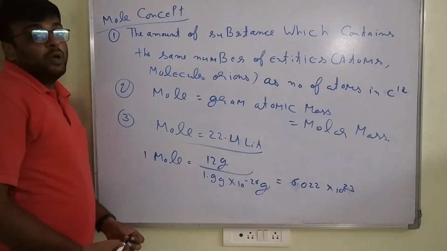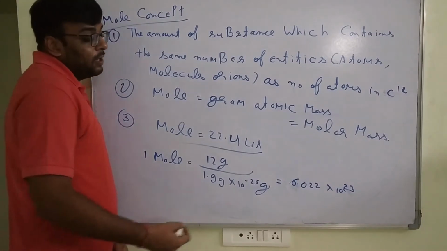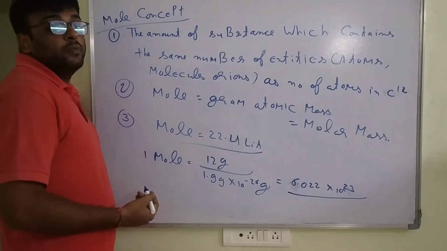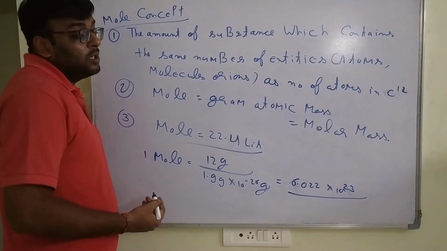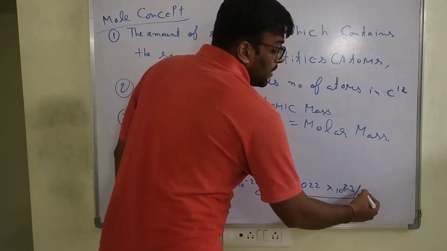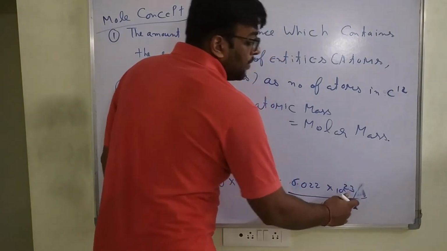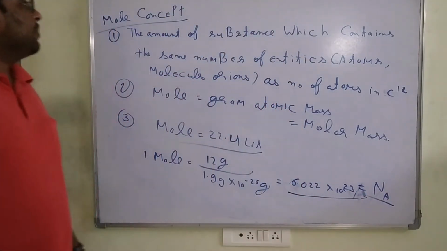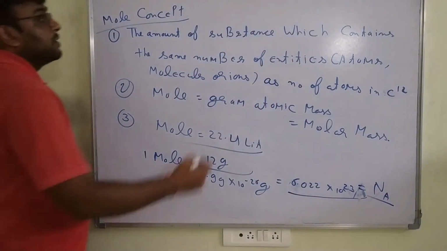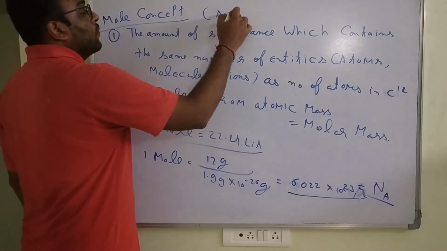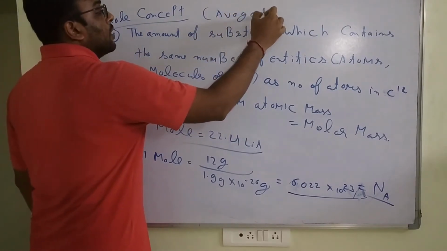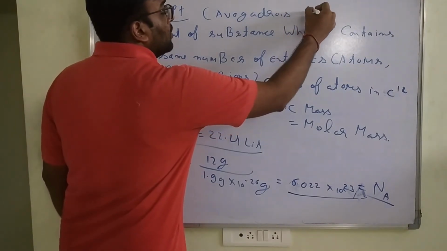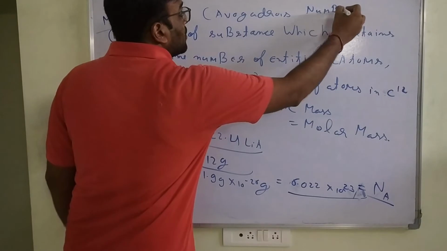Scientist Avogadro explained that one mole has a fixed value, 6.022. In the calculation we are using 6.023 into 10 raised to the power 23 molecules, atoms or ions, depending on the substance, and it is represented by Na. It is called the Avogadro number, after scientist Avogadro.